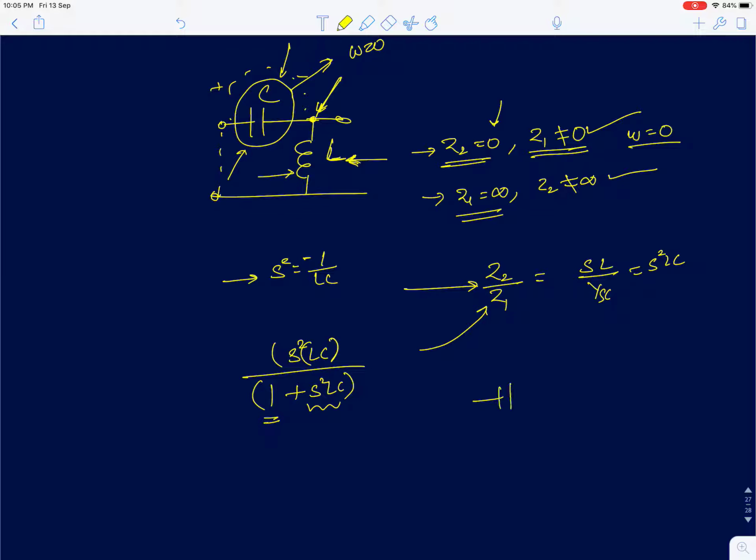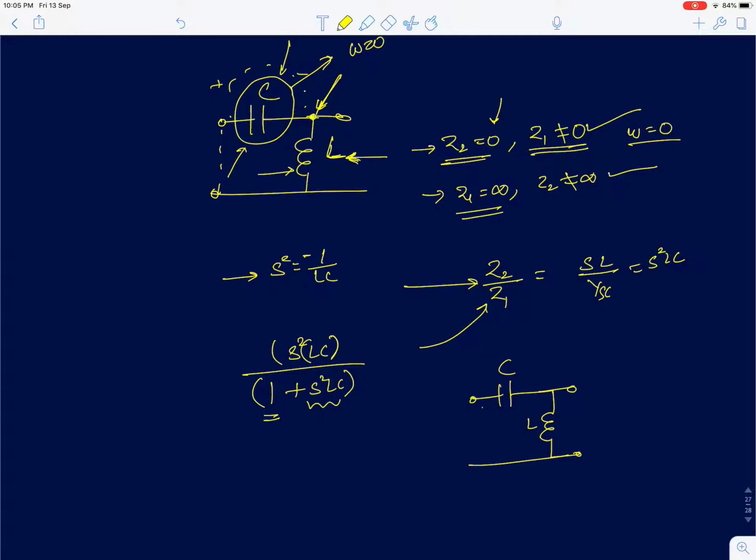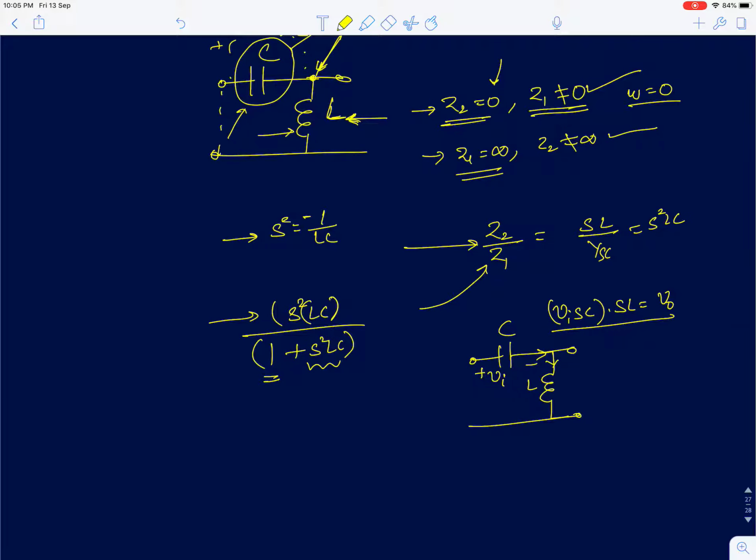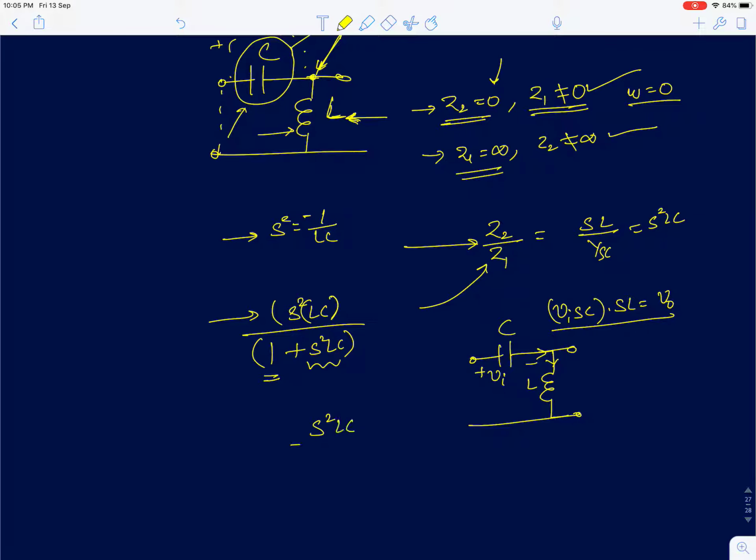If you remember in RC circuits, whenever we had a 0 at the origin, we used the condition that for low frequencies, the capacitor has a very high impedance, so most of the voltage will drop across it. The current generated in the capacitance is VI into SC. That, when it flows through an impedance of SL, will be your V0. So the transfer function for low frequencies is S square LC, which is true here. So this is S square LC by 1 plus S square LC.